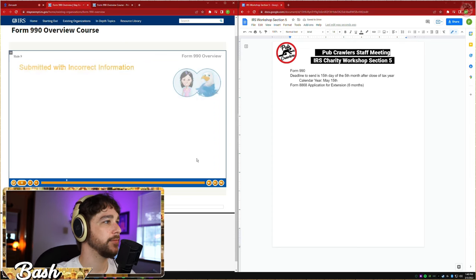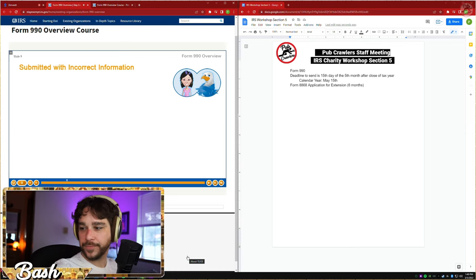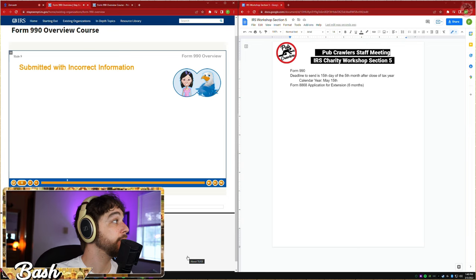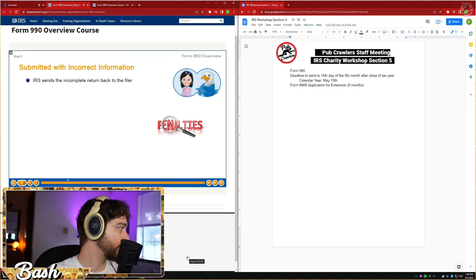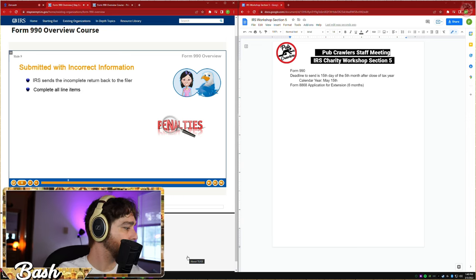So what happens if I forget to file or file a report with incorrect information? Or what if I just skip the parts I don't want to fill out? If questions aren't answered or required schedules aren't submitted, we'll send the return back to the filer and request a complete return, including the missing information. Failure to file penalties could apply. The filer is expected to complete all applicable line items.